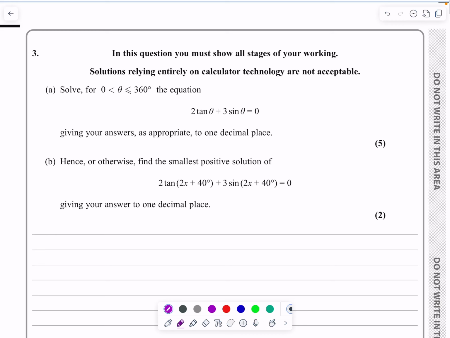Okay, this is the P2 paper from October 2023. It's question number 3, and as we can see by looking at this one, this is a trig identities and equations question. Let's jump straight in and have a look at it.